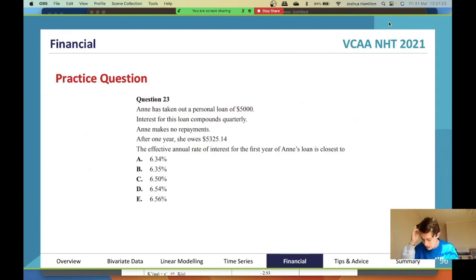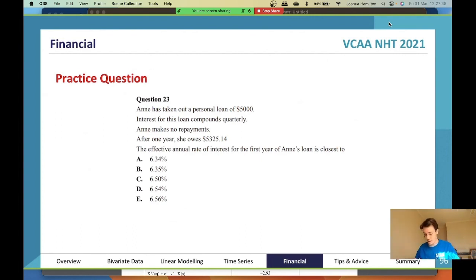So, how are we going to go about this question here? We need to know the effective interest rate. But what's important here is that we haven't really been told what is the normal interest rate. So we're actually going to have to find both. How do I do that? I go to my financial solver.